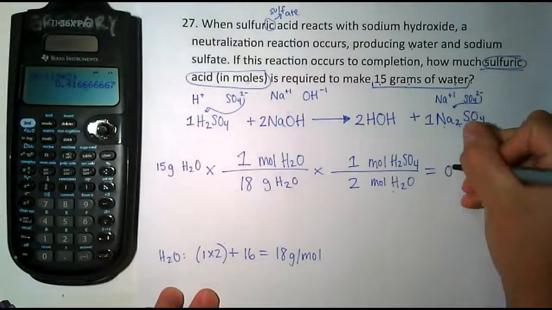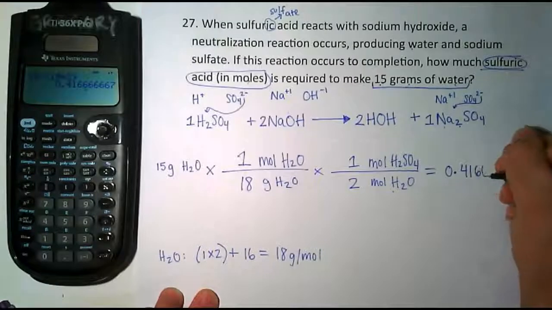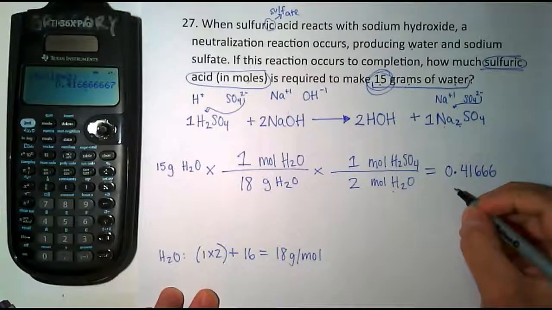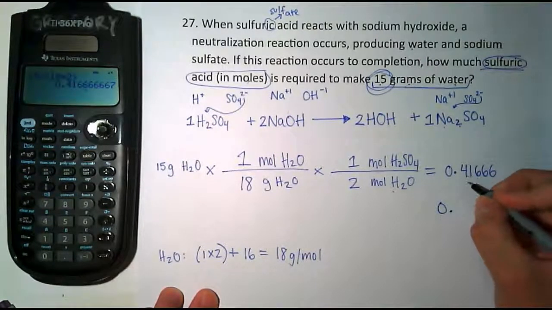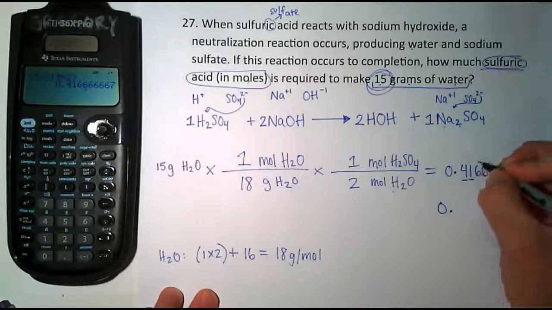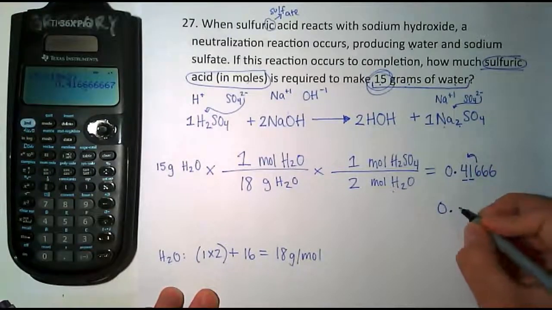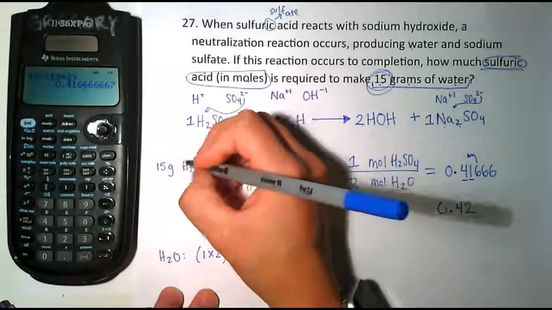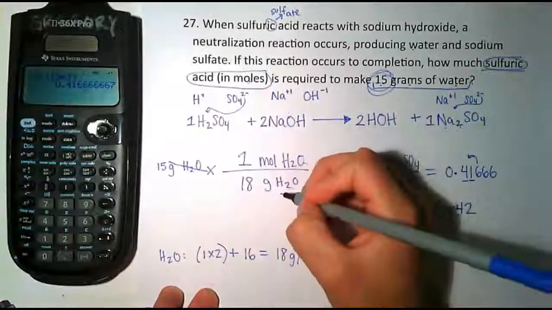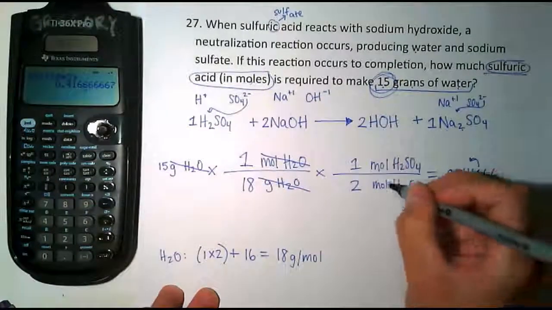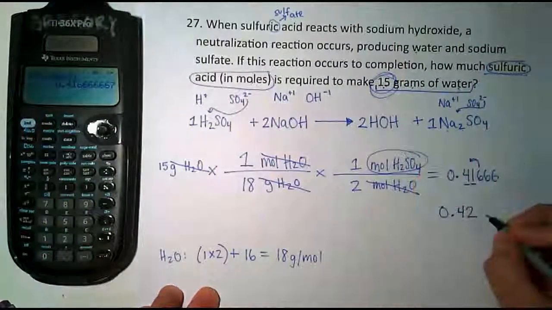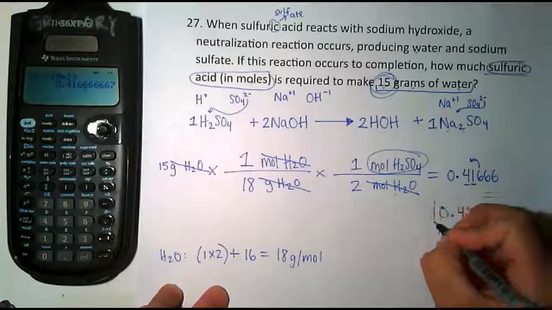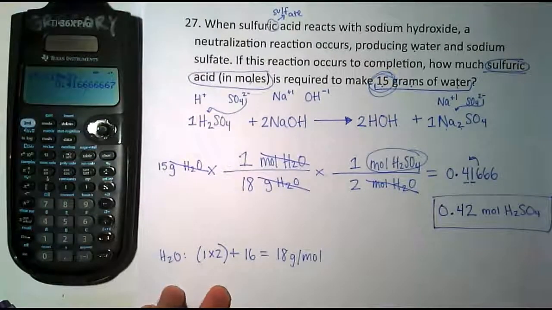So this gives me 0.41666, a whole bunch of 6's, but I need to round to 2 significant figures. So I'm going to round to 0.41, and the 1's going to round up to a 2 because 6 is greater than 5. 0.42, and our units, here we didn't cancel units. Grams of H2O cancels, moles of H2O cancels. We're left with moles of H2SO4. And then we're going to box that final answer as well.